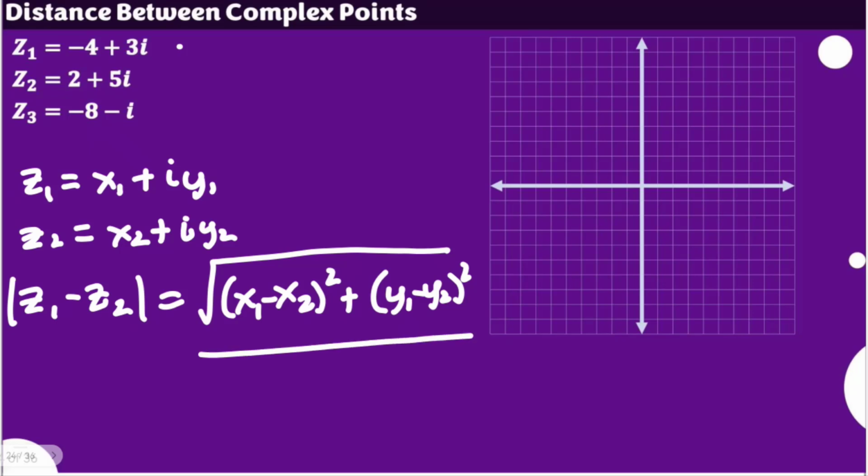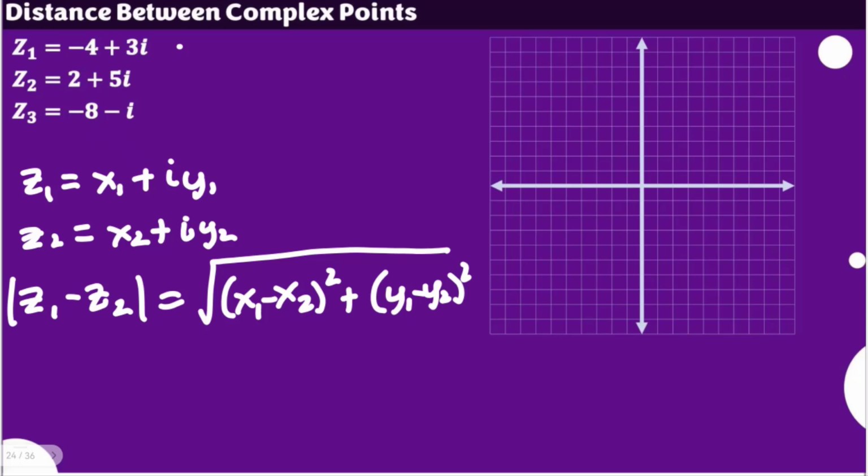Notice, in this formula, we did not place our i's. We simply use the coefficients of our imaginary part. And this is a similar formula to the basic distance between two points in the real Cartesian plane. Now, for the complex points, the graph of this would depend on the components as well.